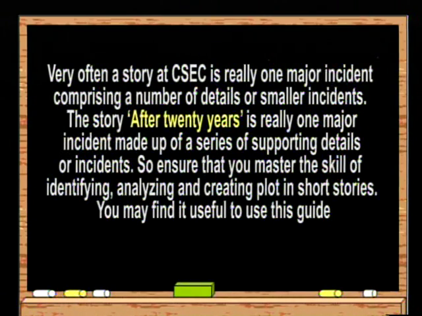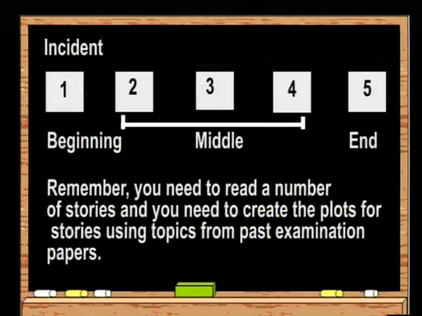So ensure that you master the skill of identifying, analyzing, and creating plot in short stories. You may find this a useful guide. Incident 1, 2, 3, 4, 5.